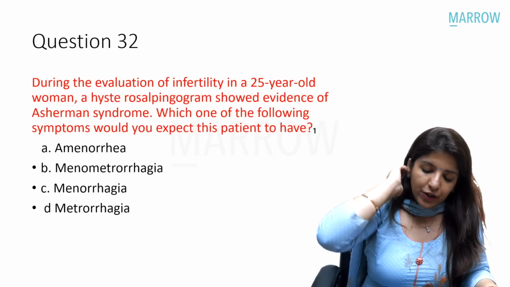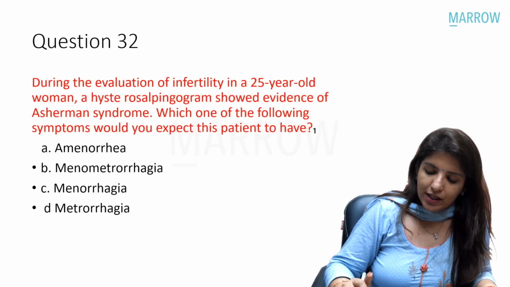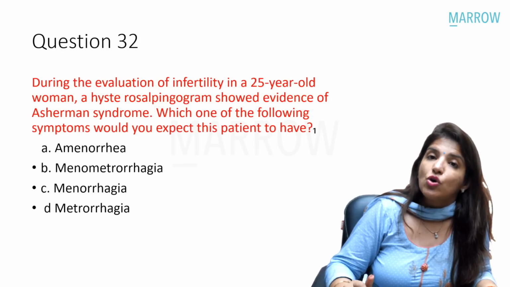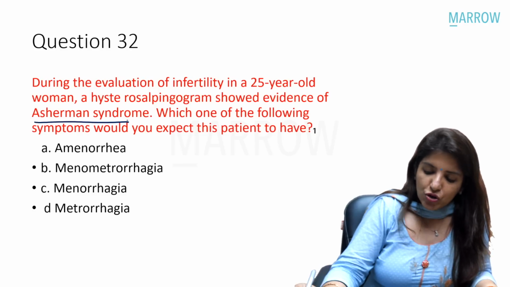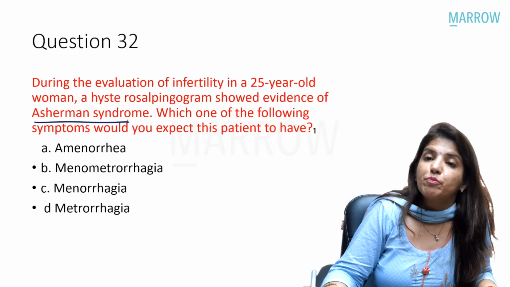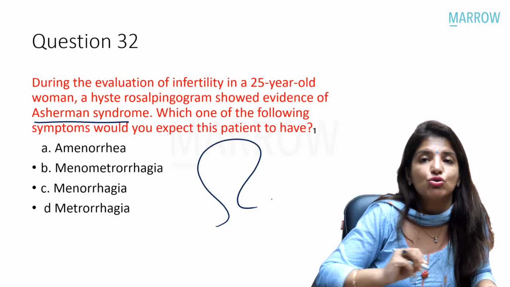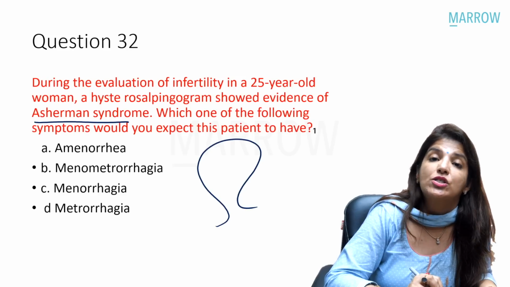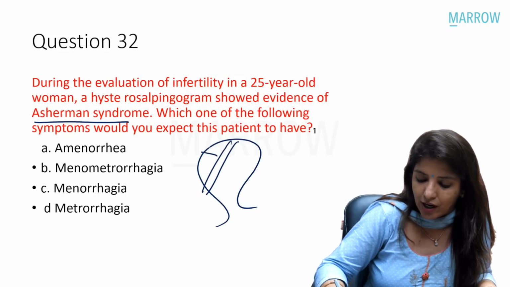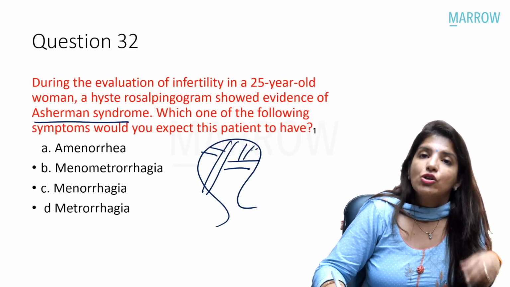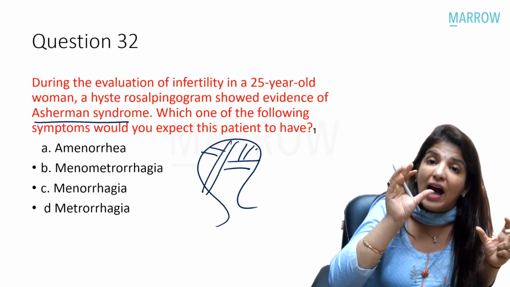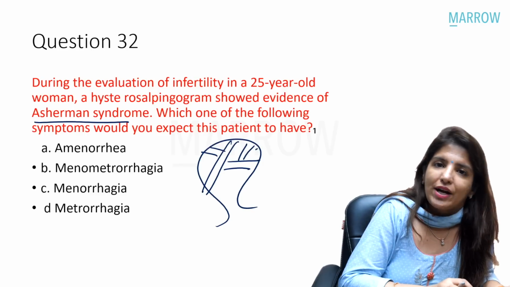Next question. During evaluation of infertility in a 25-year-old woman, a hysterosalpingogram showed evidence of Asherman syndrome. Which of the following symptoms would you expect this patient to have? So what is Asherman syndrome? Asherman syndrome is a condition in which endometrium is defective and there are intrauterine adhesions present. So there are two problems in Asherman syndrome. The endometrium is defective and there are intrauterine adhesions.